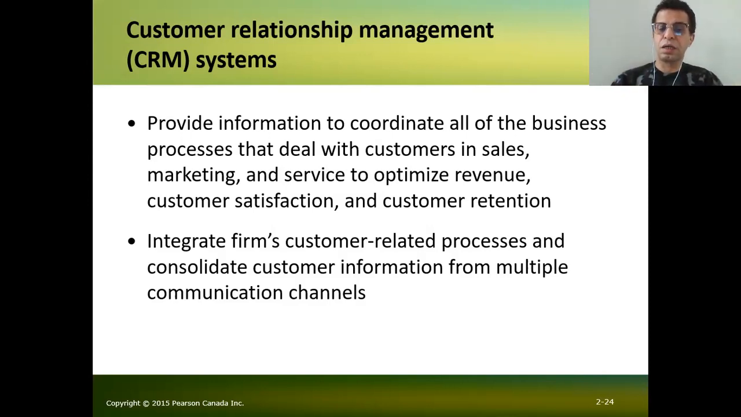It also integrates the firm's customer-related processes and consolidates customer information from multiple communication channels. Let's say he went to a different location, did research, and left his name. Also he had business earlier with us, from other locations or the same location, and it will consolidate all this information about that certain unit called customer, which could be a company or an individual.